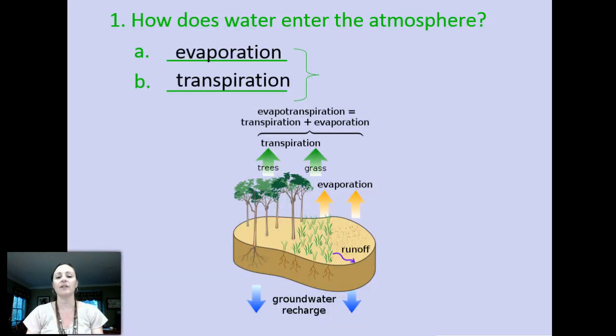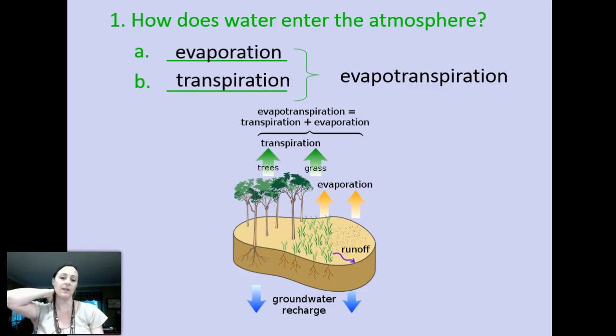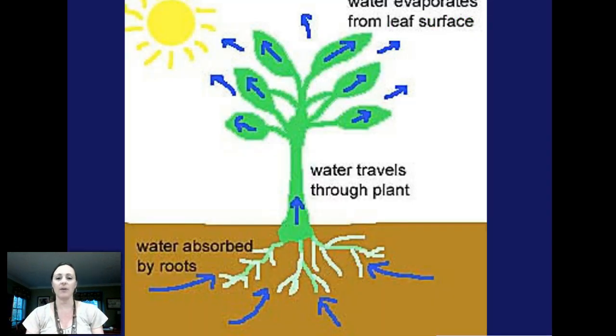Now, how does water enter the atmosphere? Through the two processes called evaporation and transpiration. Put that together and we have evapotranspiration. Again, it's the processes of all evaporation on Earth. The evaporation from waters and transpiration is evaporation from plants. So let's look and see how that works.